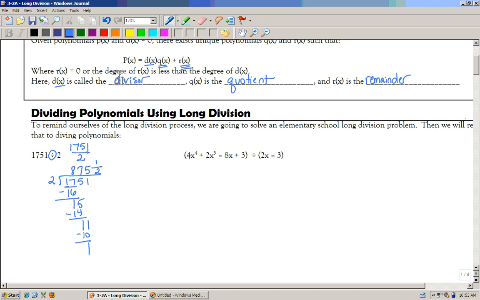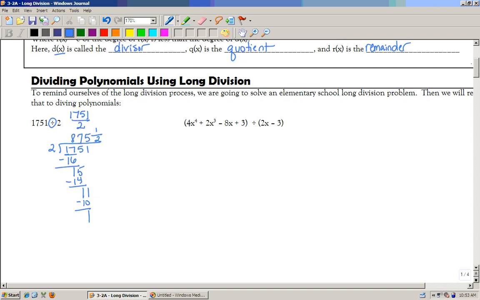Okay, we're going to relate that to polynomials. So if we're looking at the polynomial here, 2x minus 3 is doing the dividing. It's the divisor on the outside of the division bar. And all of the dividend goes underneath the division bar. So 4x to the 4th plus 2x cubed. There are no squared terms, so you need to have a place value. Put in 0 of them. Minus 8x plus 3.